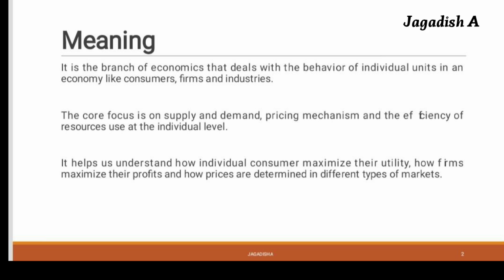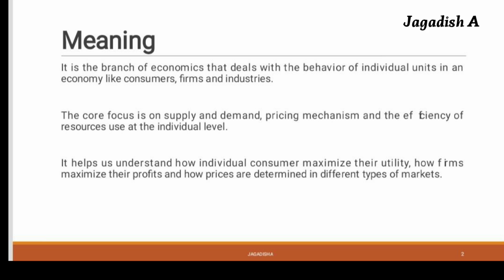How firms maximize their profit and how prices are determined in different types of markets like perfect competition, monopoly, monopolistic competition, or oligopoly. Now let us consider an example of microeconomics.